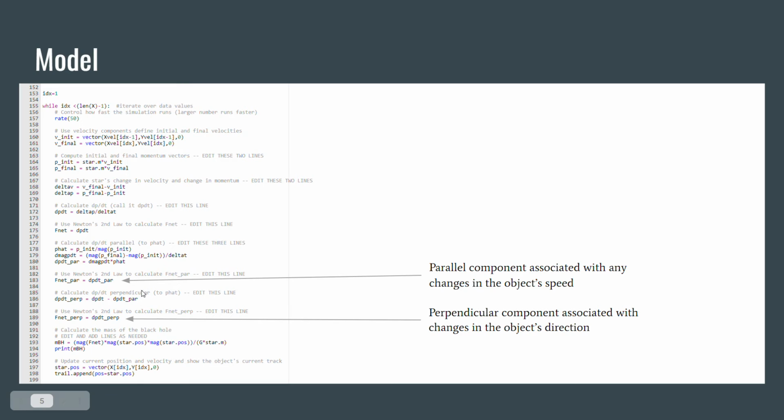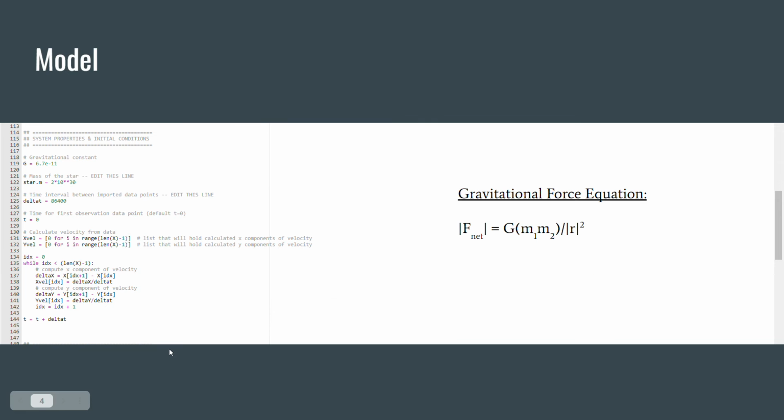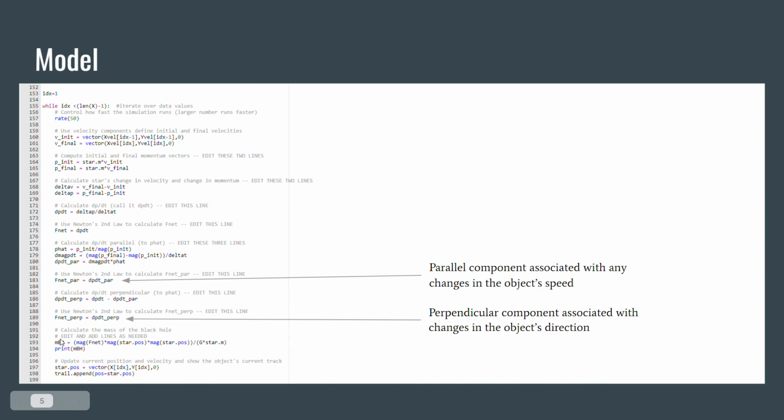I then split the net force into its parallel and perpendicular components, the parallel component being associated with any change in the object's speed, and the perpendicular component associated with any change in the object's direction. The perpendicular and parallel components are also perpendicular and parallel, respectively, to the object's motion. Finally, I calculate the mass of the black hole by rearranging this equation right here to solve for this mass, which in this case is the black hole. You can see this here.